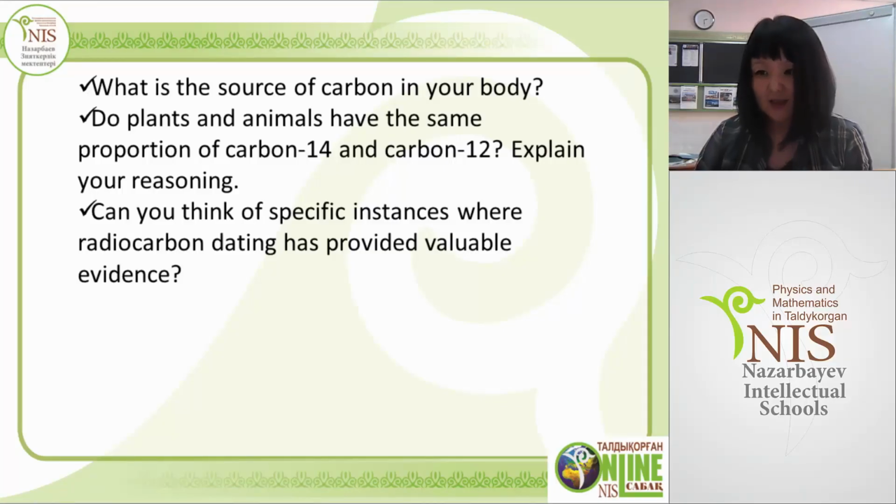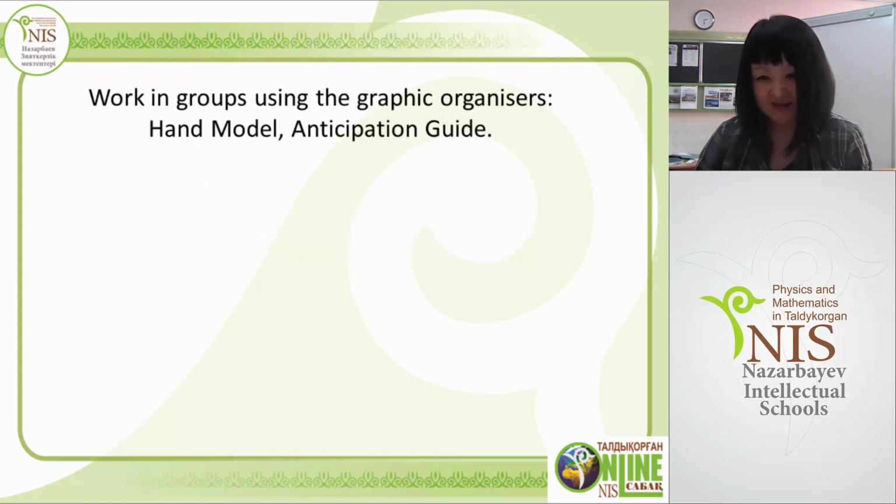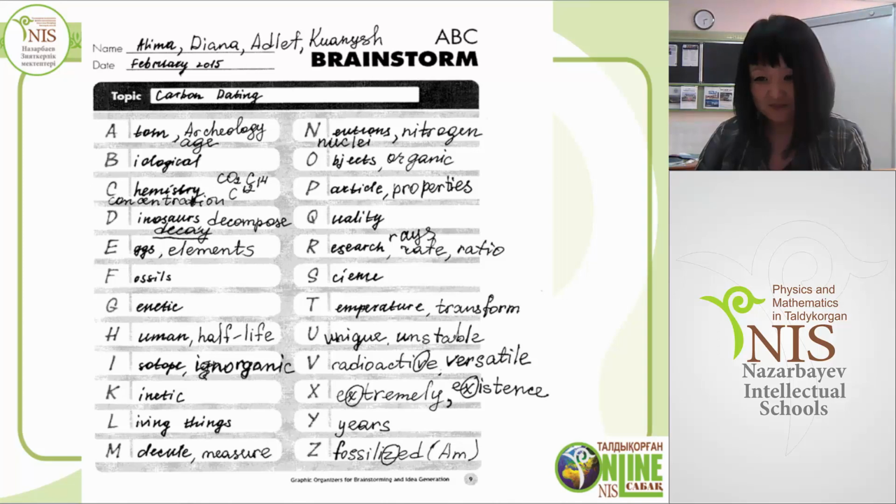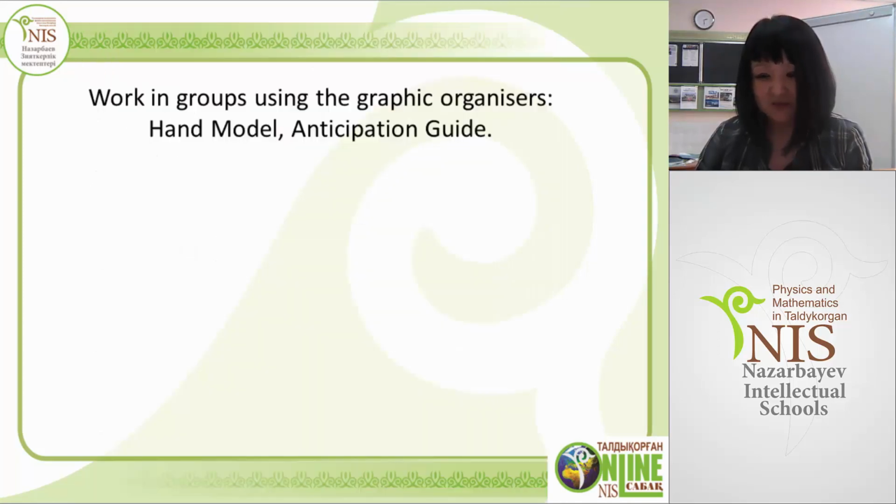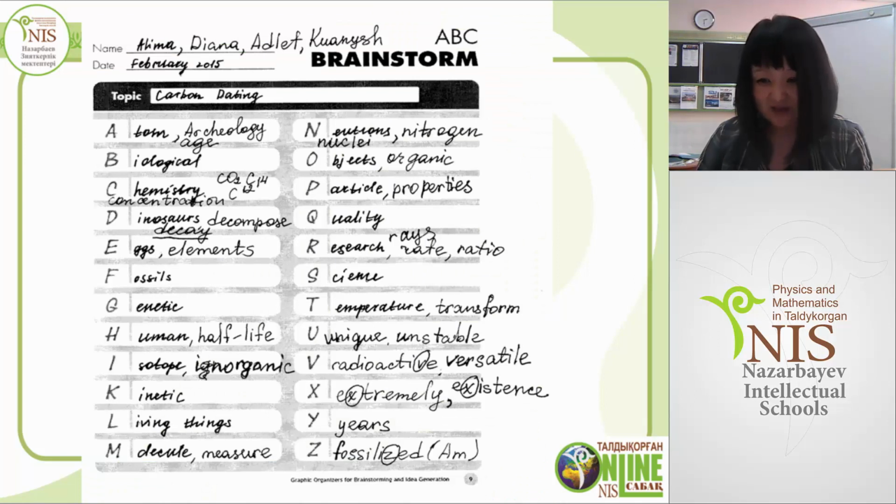Okay, and now let's work in 2 groups using the next graphic organizers. You see, the names of these organizers are hand model and anticipation guide. But before it, let's turn back to our ABC brainstorm organizer. After the reading of the text, maybe some additional words appeared here, and these words will be helpful for you.